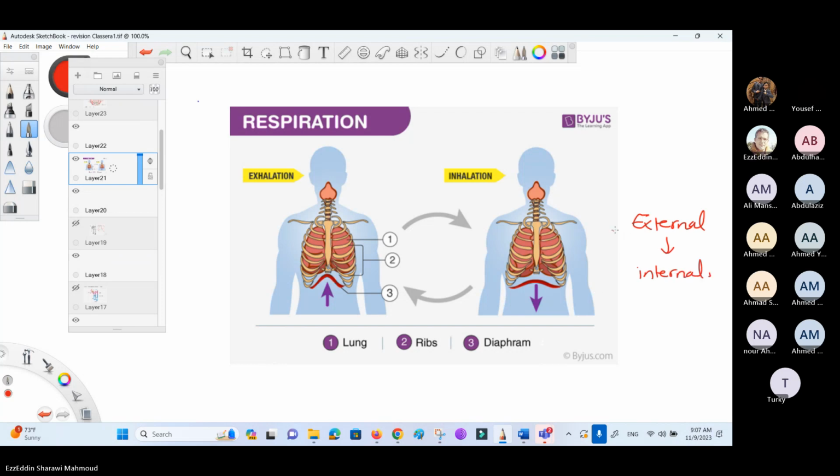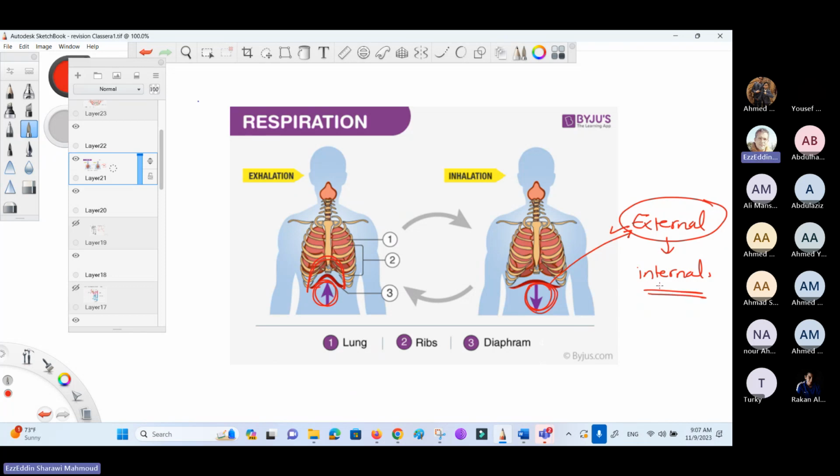There is a link between the diaphragm and external. How? If the diaphragm contracts, look here, please. If the diaphragm contracts, it moves down. Look here in this figure. When the diaphragm contracts, the external intercostal muscles also contract. This is the linkage that I mean. Again, look at the other figure. If the diaphragm relaxes and moves up, also the external intercostal muscles will relax.